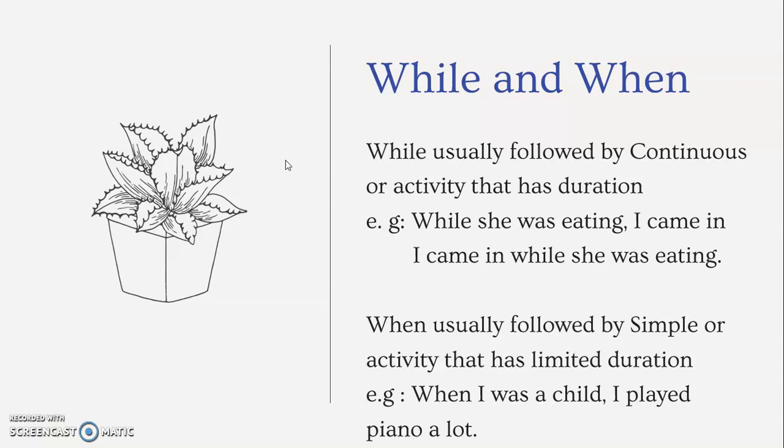While and when. While is usually followed by continuous or an activity that has duration. While she was eating, I came in. I came in while she was eating. Remember, while is commonly followed by continuous. When you put while at the beginning of the sentence, you have to put a comma between the two phrases. If you put while in the middle of the sentence, no need to put a comma.